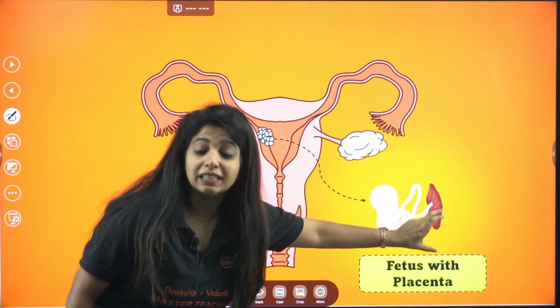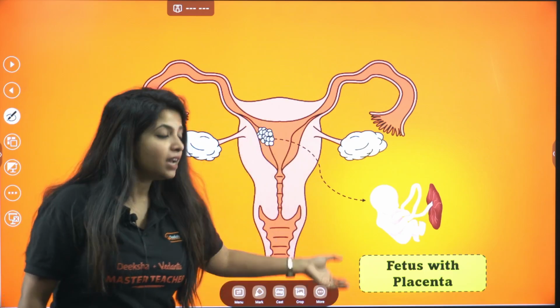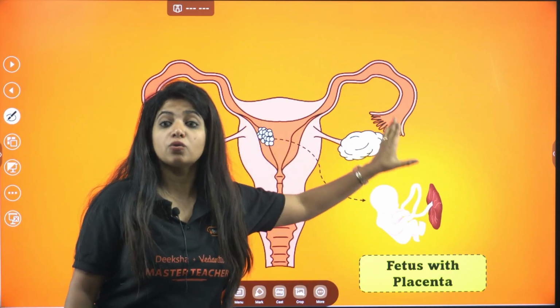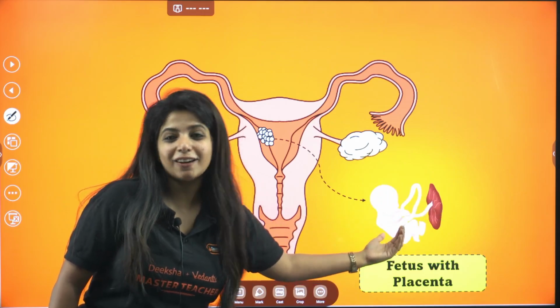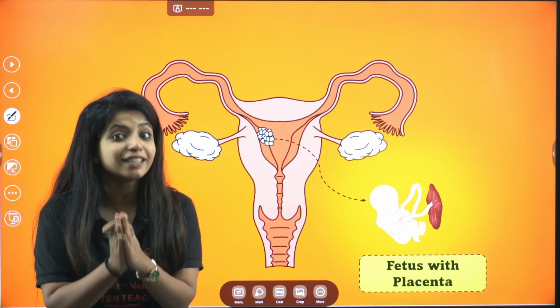So now the placenta is something that is going to provide nourishment. Initially, it was the endometrium. Now it has formed another tissue which is known as placenta, which will be providing nourishment to the fetus. So this will happen if fertilization has taken place.